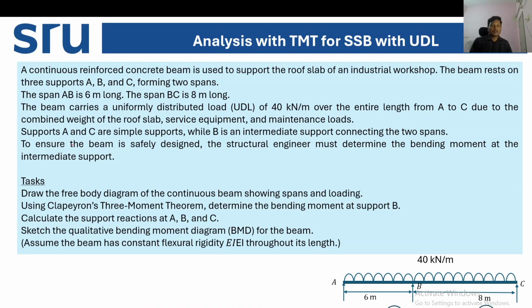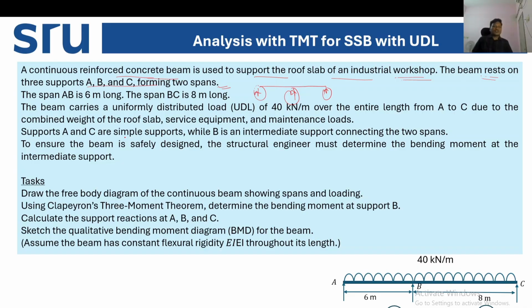So for that, we'll solve another example, which is related to only a uniformly distributed load throughout the span. Okay, so let us read this problem first. Let's say there is a continuous reinforced concrete beam used to support the roof slab of an industrial workshop. The beam rests on three supports A, B, and C, forming two spans. So this is a two span problem, resting on three supports.